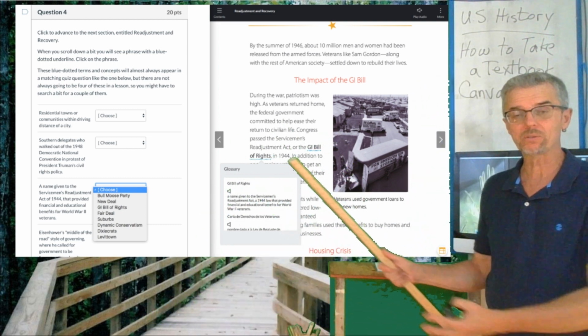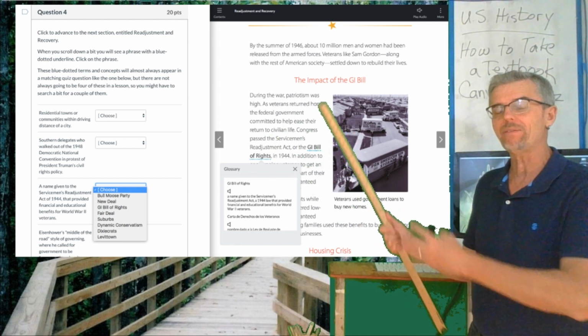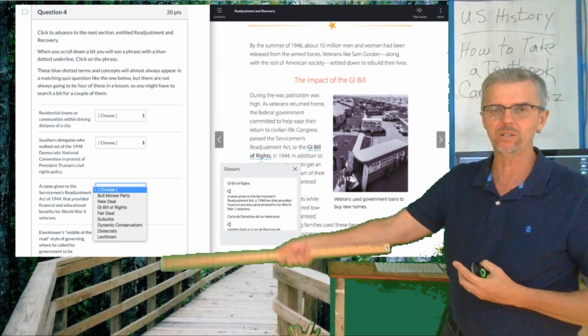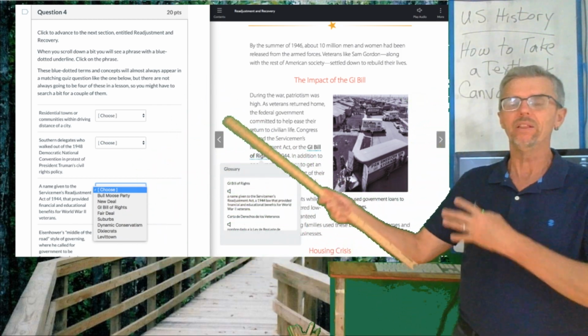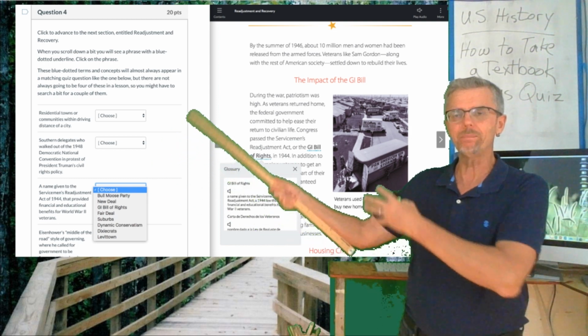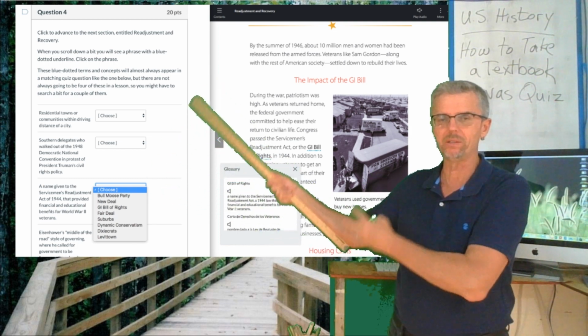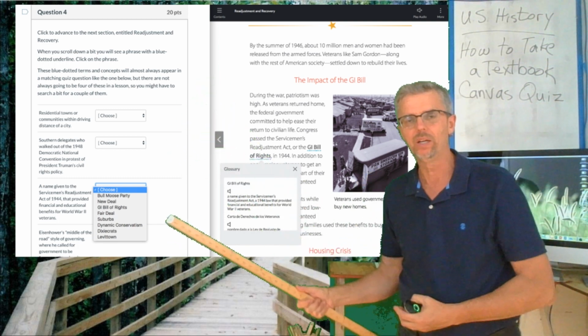Sometimes there's only 3, sometimes only 2 blue dotted underlines in a lesson. So I have to have 4 in order to make a good matching question. Sometimes I go to 5 if there are 5 of something. Most often there are 5 important people that I use in my matching question for people. This one is events, concepts, and definitions.